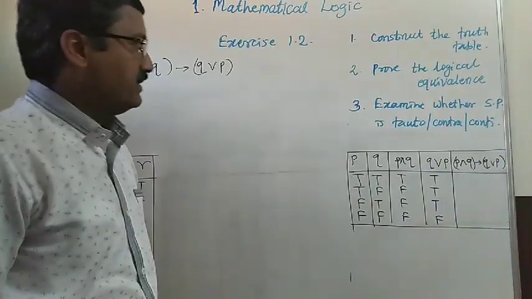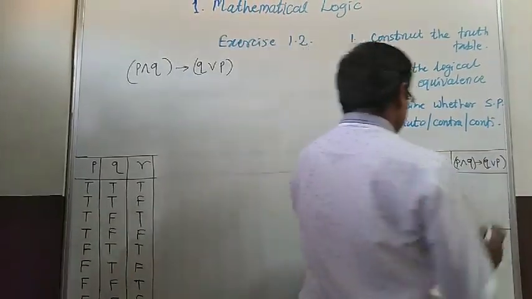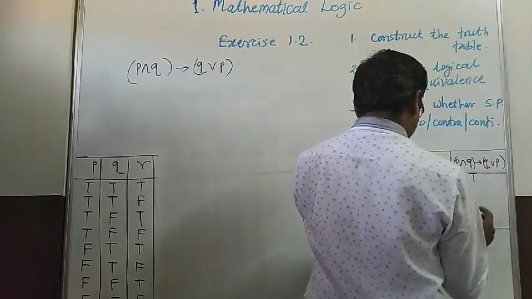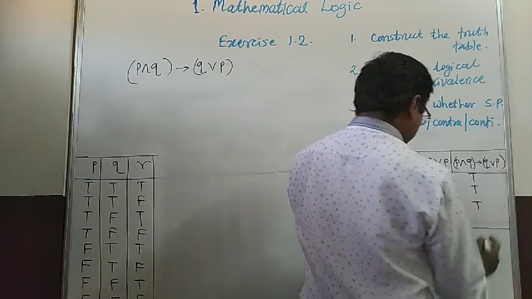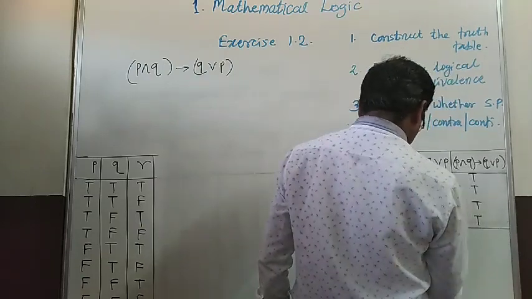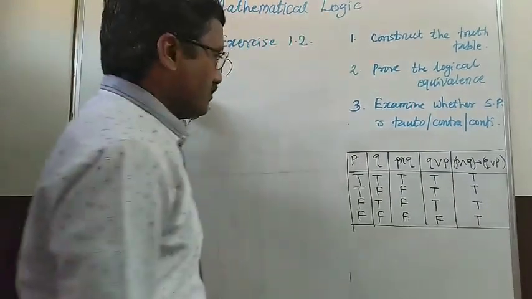Now let us take the implication. This implies this, that is T implies T is T, F implies T is T, F implies T is also T, and F implies F is also T. So this statement pattern is tautology.